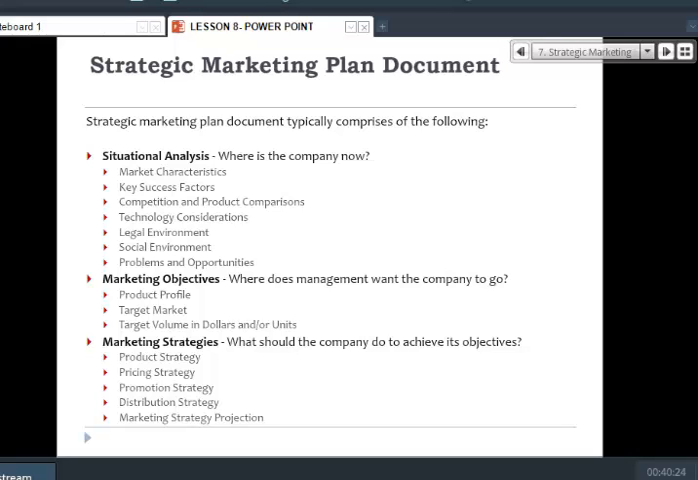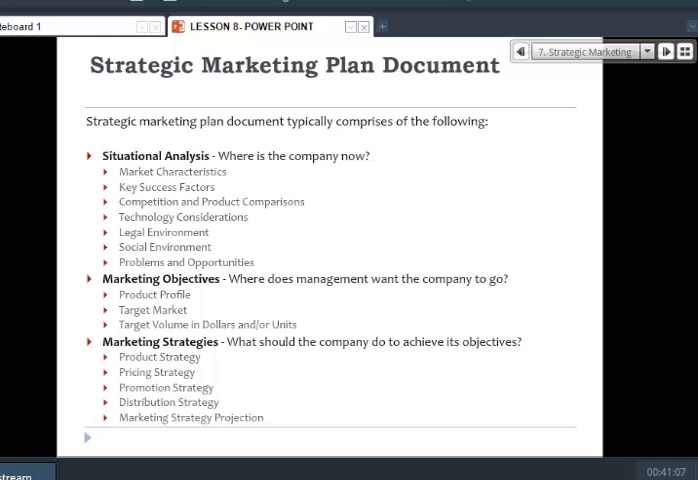The marketing objectives: where does the management want the company to go? The first one is the situational analysis. The second one is the marketing objectives. You need to have objectives, you need to have goals, where the company is going to be within the three segments: the short term, the middle term and the long term.